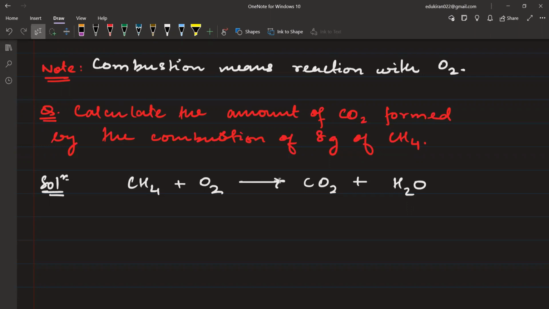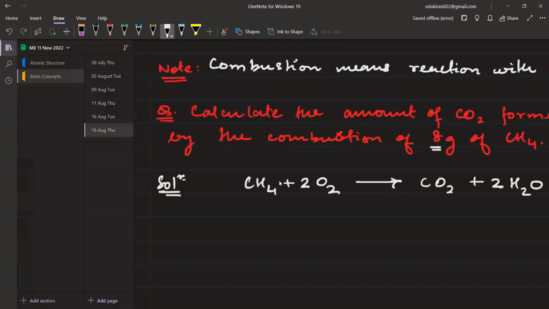2O2 and 2H2O. Correct. Two O2 and 2H2O. Now you can see everything is balanced. And now see, we have two reactants, and they have given the mass of only one reactant.